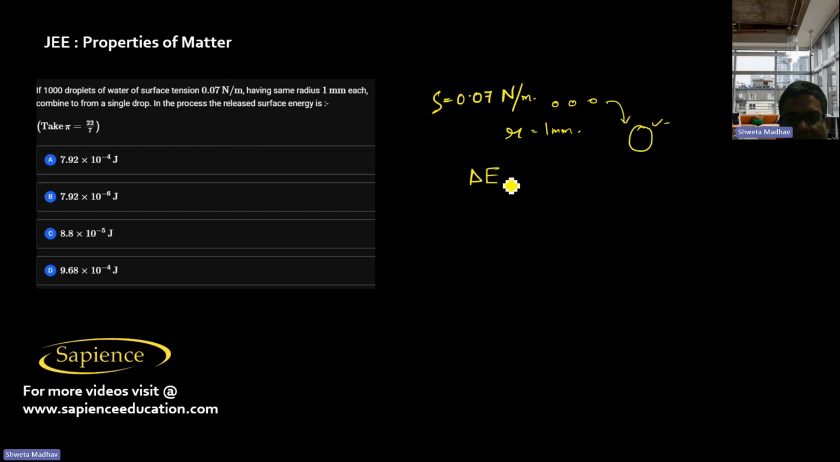And here it is told that if 1,000 droplets of water, surface tension 0.07 Newton per meter, having same radius r, that is 1 millimeter each, combine to form a single drop. In the process, the released surface energy will be equal to the surface tension into the change in the surface area.